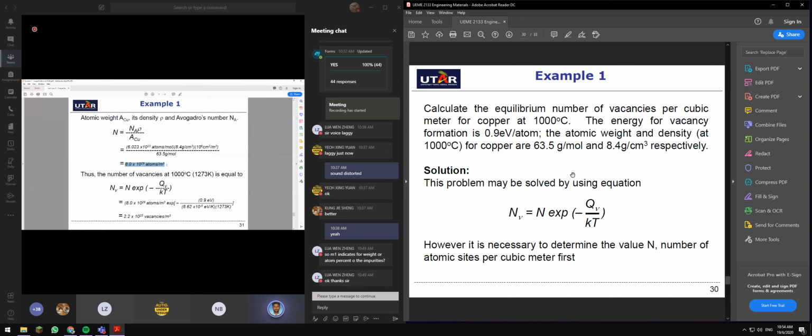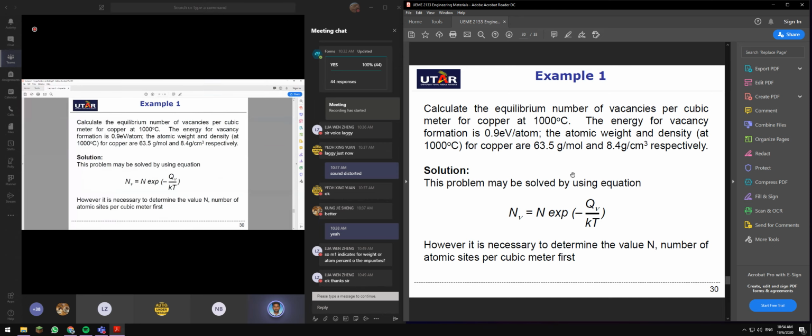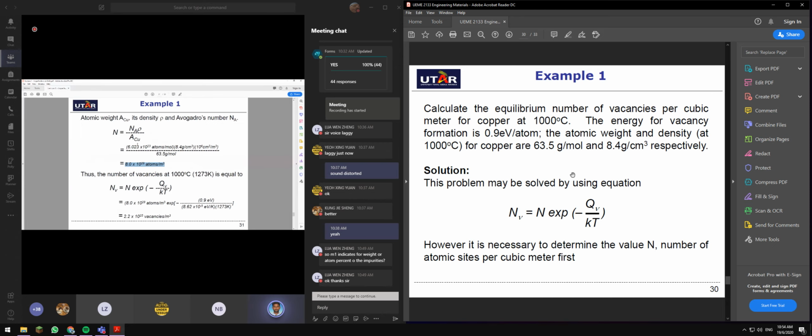Okay, I'm repeating. First, you need to find N, which is the number of atoms per cubic meter. To find the number of atoms per cubic meter for copper, it is Avogadro's number times your density divided by the atomic number of copper.